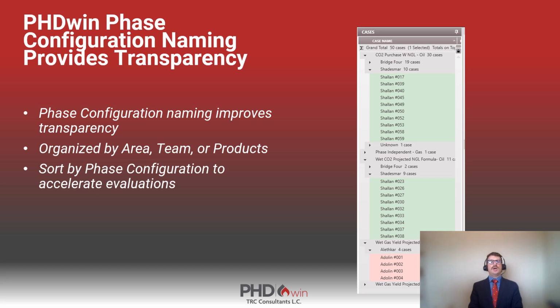You can also use our sort order and sort by our phase configurations in PHDwin. This allows you to be much more efficient with your time. You're able to go through various areas that are all sharing the same phase configuration. You project the same products, they're all calculated the same way because they all share the same phase configuration. So you very quickly just move from one case to the next, and you're not having to jump back and forth and figure out which products need to be projected and which ones are going to be calculated.